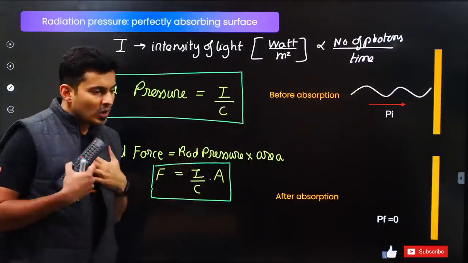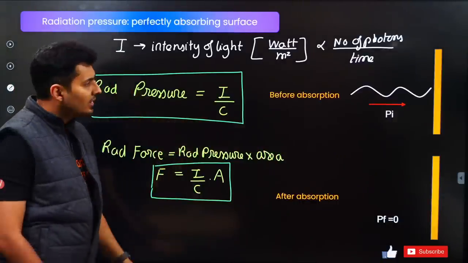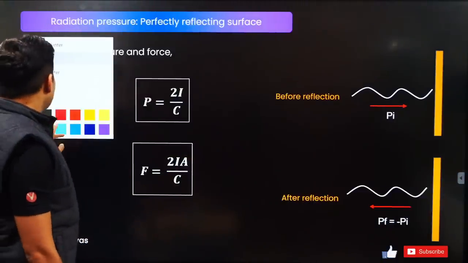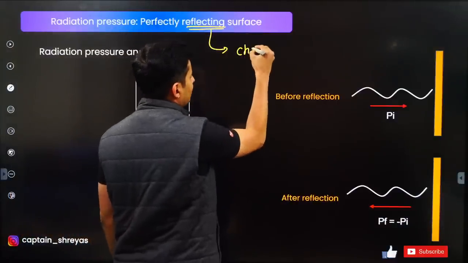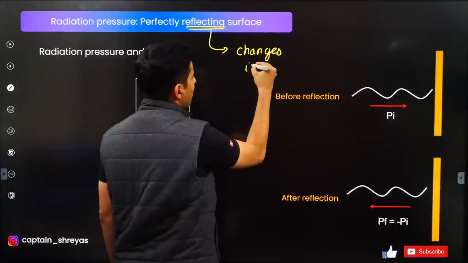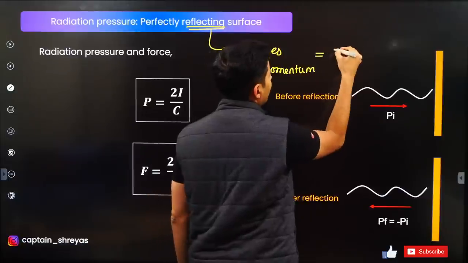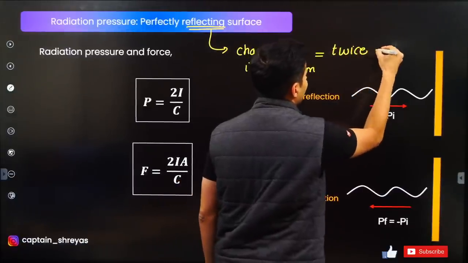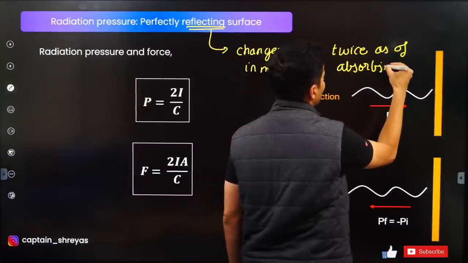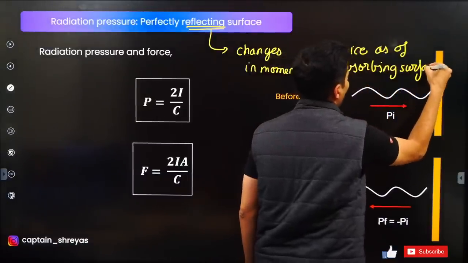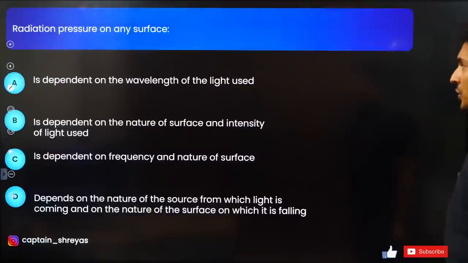Okay? So if you absorb, it is 1 times. If you absorb and again then release, the change is 2 times. That's what you should understand. So in case of a reflector, the changes in momentum are basically twice as of absorbing surface. Very, very crucial. Keep all these things in mind. Let's move on to the questions.